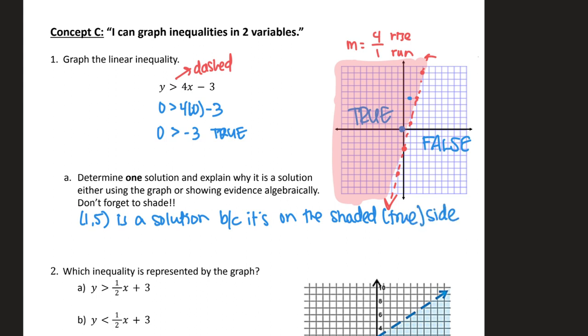Okay, but to show algebraically, we can plug in that point. We can plug in 5 for y, so it's going to be 5 is greater than 4 times 1 minus 3. So this would be 5 is greater than 4 minus 3. So 5 is greater than 1, and that's true. So that would be showing algebraically.